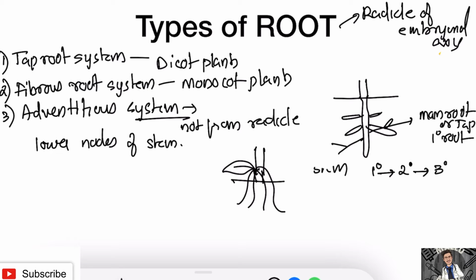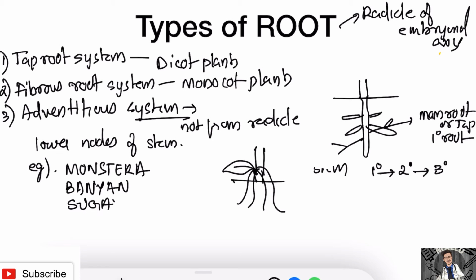So in adventitious root system, you are required to learn few examples like monstera. So in botany, you have to learn few examples too. Monstera, banyan tree and sugar cane. They are having adventitious root system. So I hope this is clear with you.